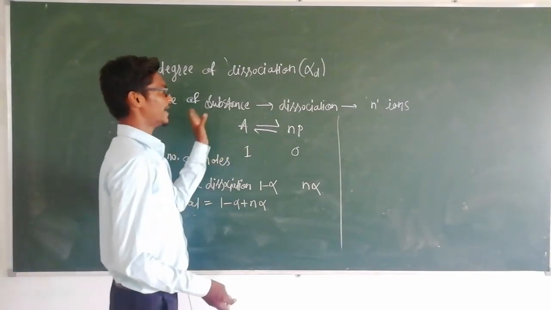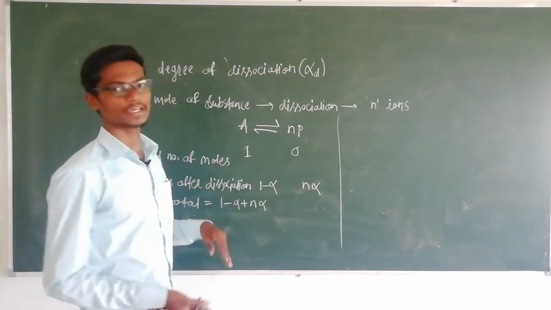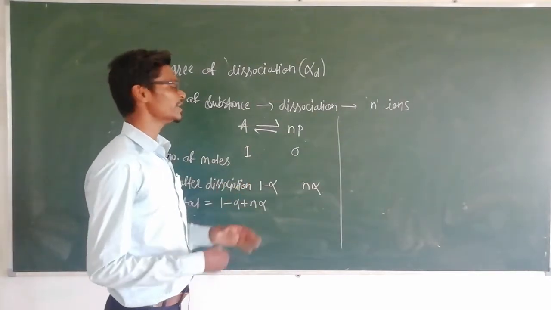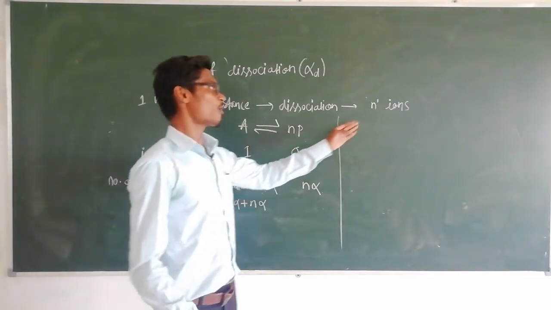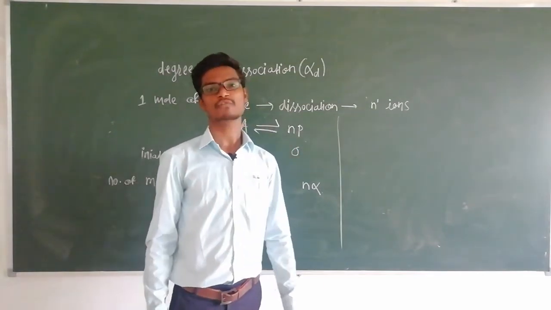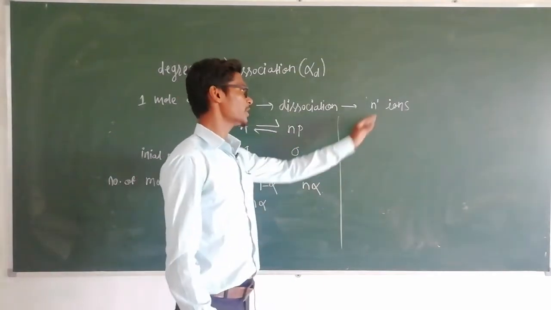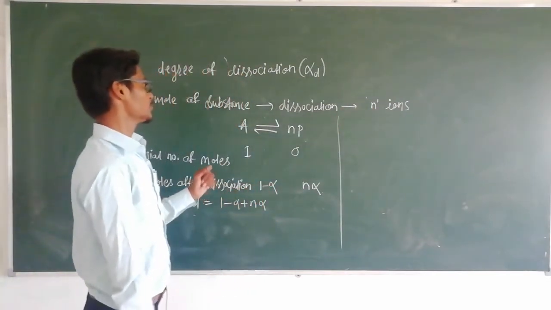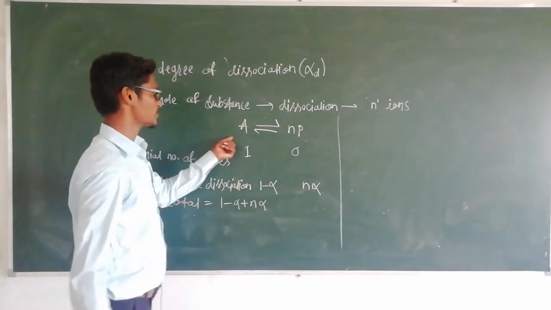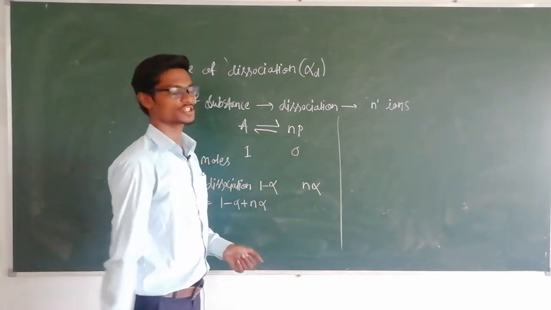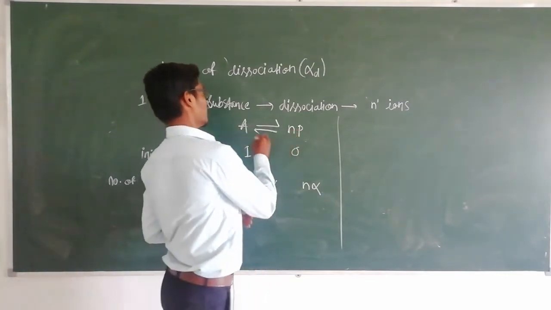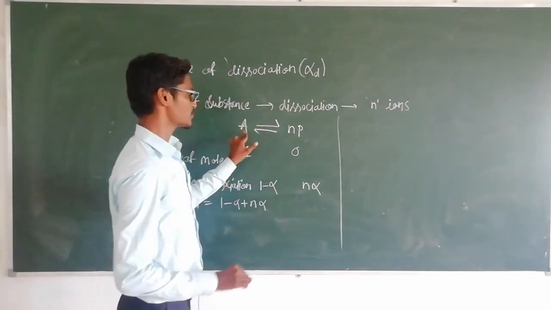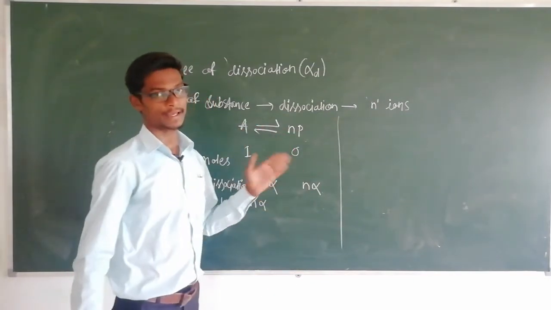After adding this substance into the solvent, it gets dissociated and forms n number of ions. See here, this is the substance, and after dissociation it gets converted into the product P, forming n ions.